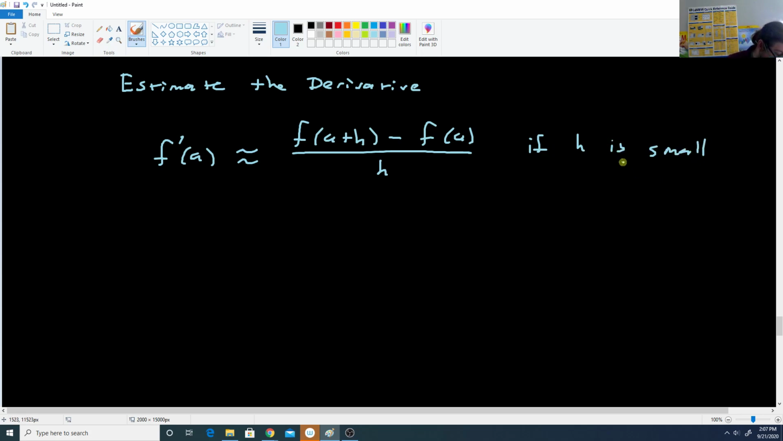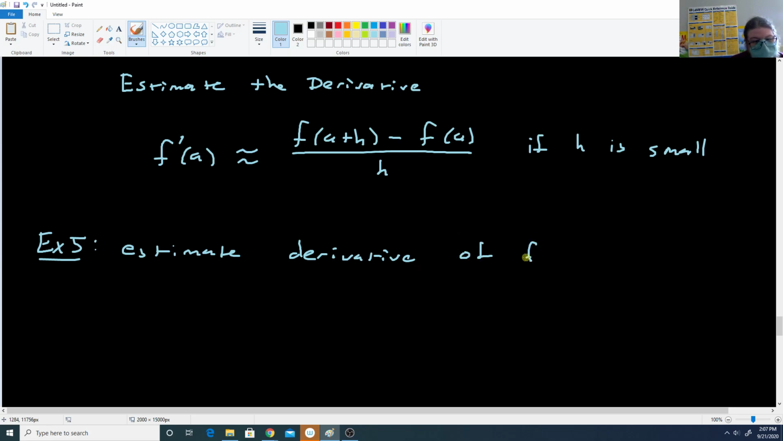So what we're going to do is estimate the derivative. For this example here, we want to estimate the derivative of f of x equals sine of x at x equals pi over 6.